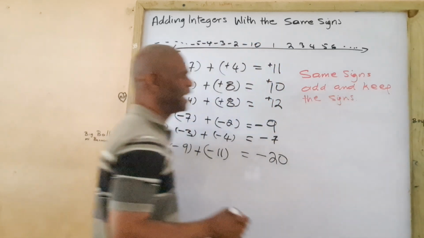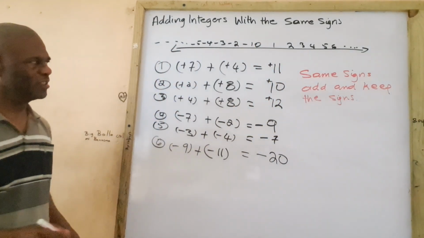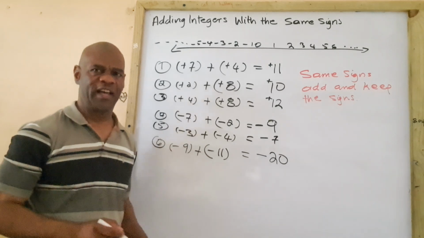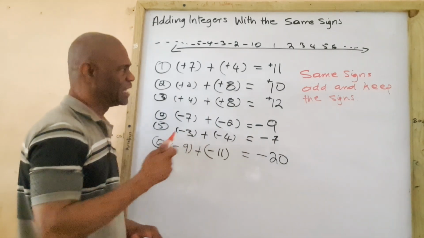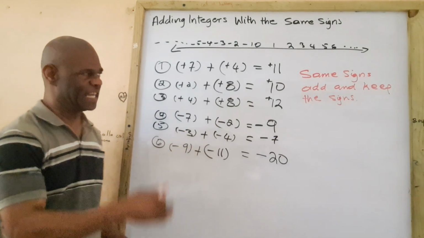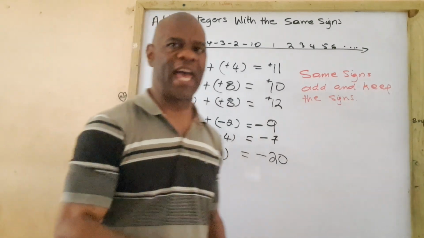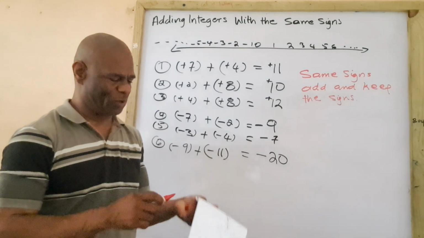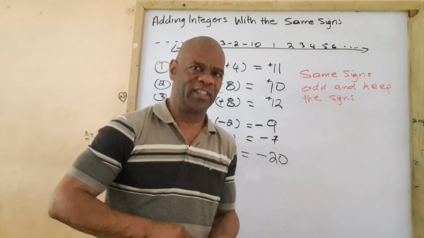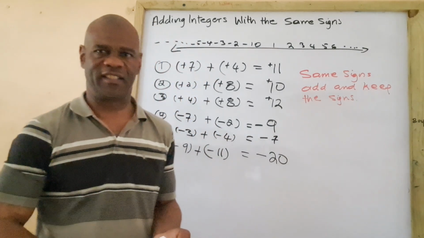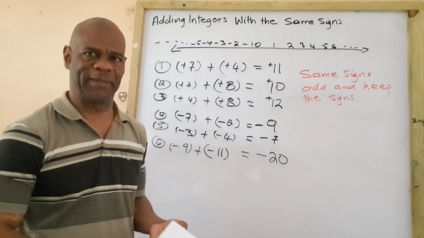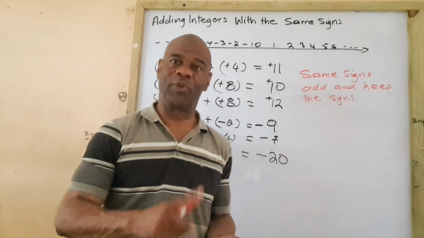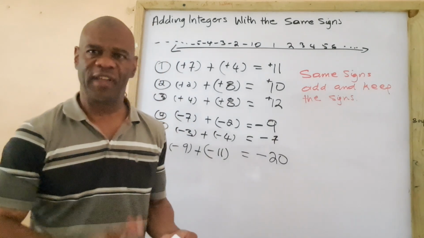Right? So the signs are the same. We add the numbers and we keep the sign that they both have. Right? So we say same sign, add and keep. That's when we are adding numbers with the same signs. So when you are adding two numbers with the same signs, we add them and we keep the sign that they both have.